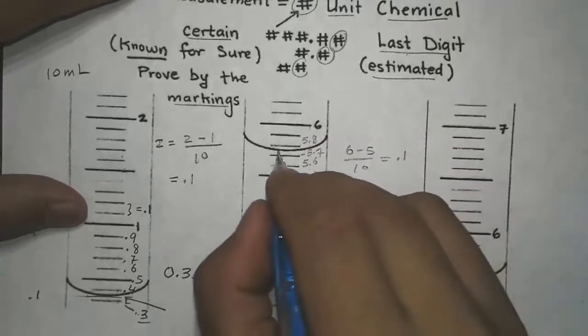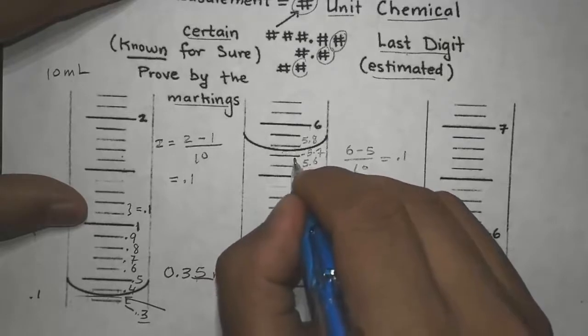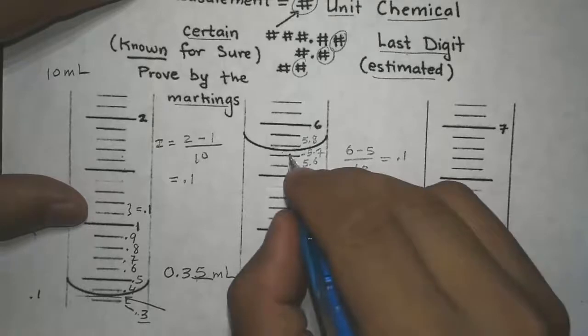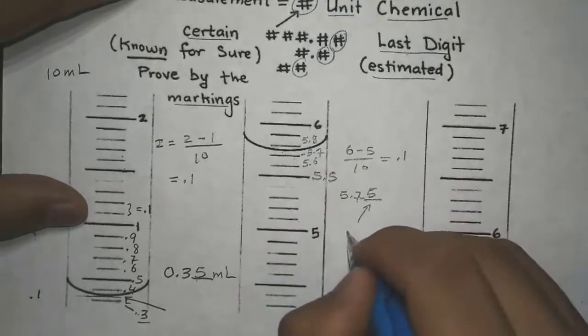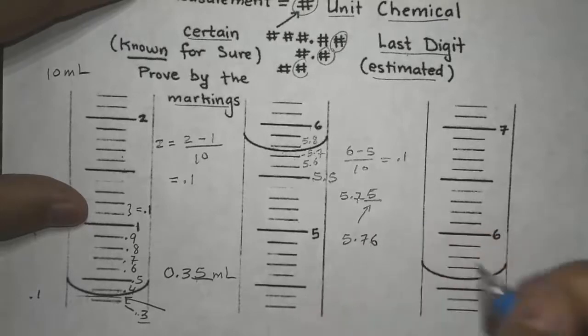And again, it's about half of 0.1, and each one of these increments represents 0.1. So what's half of 0.1? 0.05 again. Or we can say, hey, this is more than half of 0.01. So we can say that this is 5.76. But again, we always end our number based on the estimated digit.